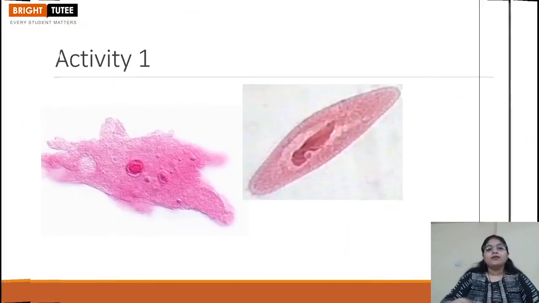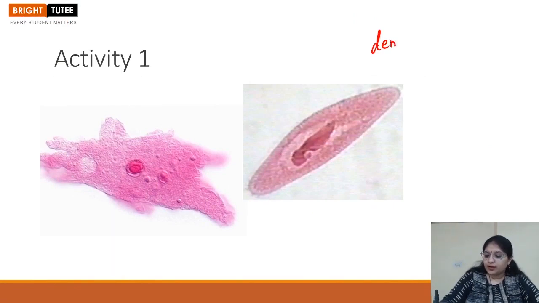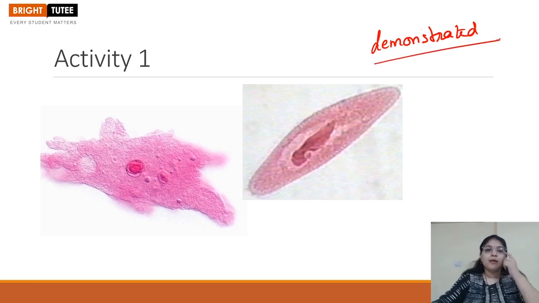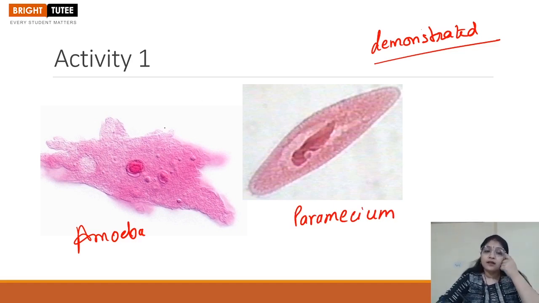Now next, what we can do, this activity is something which can be demonstrated by your teacher. Why we are doing this activity is to get a little better understanding about the structure of the unicellular organisms. You can ask your teacher to show you the permanent slides of amoeba and paramecium. Over here also, students, you will visualize that this is a single cell organism, that is amoeba and paramecium.